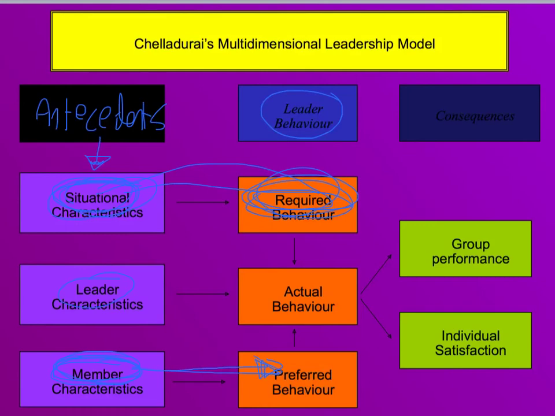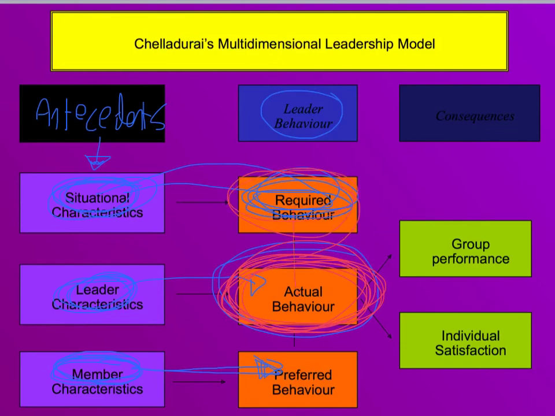The last one doesn't have as much of an impact, because the key thing about Chelladurai's model is that the leader should be able to adapt, but the leader themselves will have their own preferred style, so that affects their actual behaviour. But it's this box that's the most important box. The actual behaviour box is the key box: what the leader actually does. And Chelladurai suggests that the leader should adapt their actual behaviour according to 2 things. Firstly, the required behaviour, and secondly, the preferred behaviour.